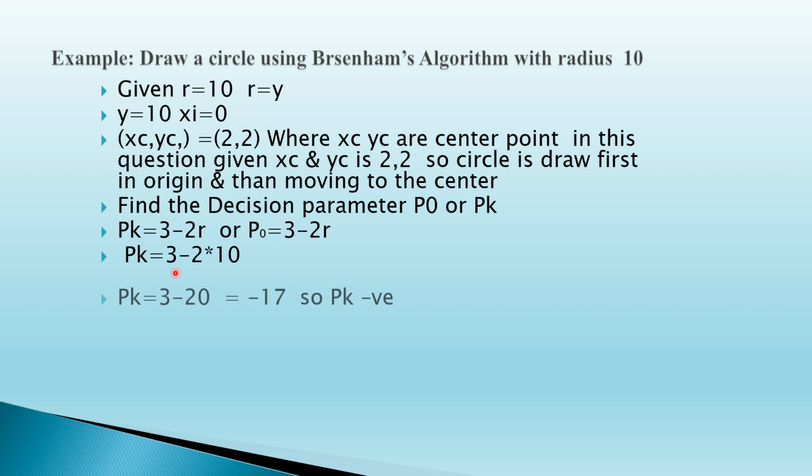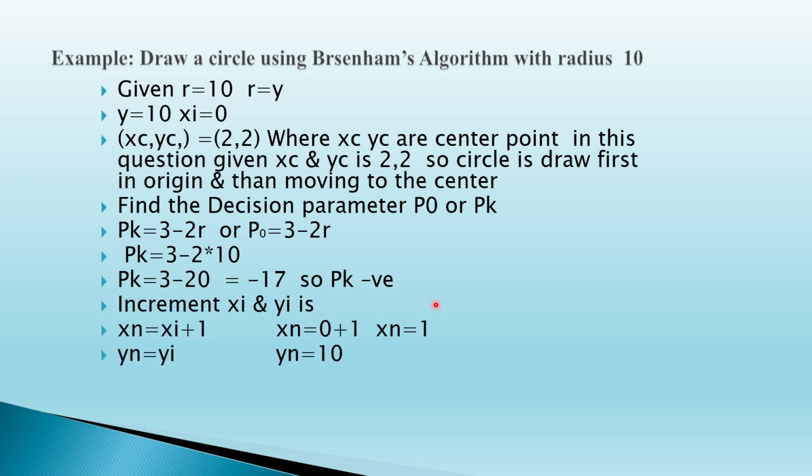The first value of pk is negative 17. Why? 3 minus 2 into 10 is 3 minus 20, which is minus 17. So pk is negative. How do we increment the x and y values? Initially x is 0, y is 10. When we get a negative value, x is incremented by 1 and y remains the same as the previous value.